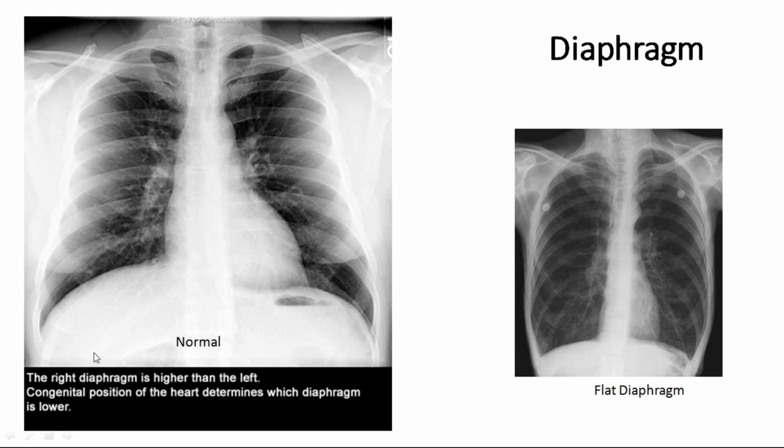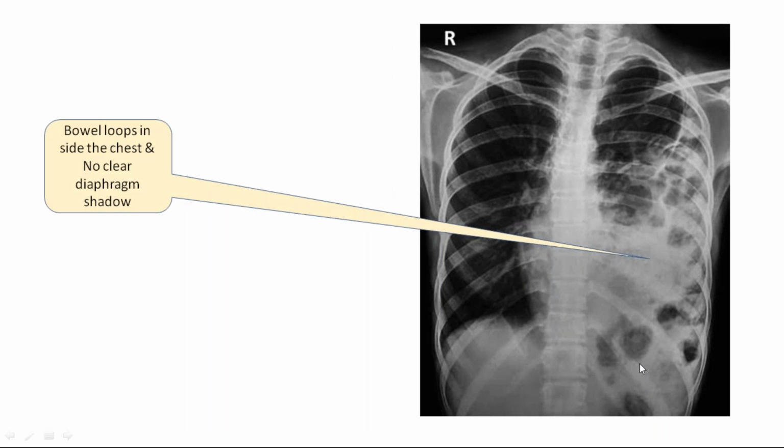So you see more vascular markings centrally and more in the lower parts. The right diaphragm is higher than the left diaphragm because of the liver. The position of the heart determines which diaphragm is lower. Here the diaphragm is flat. It's not higher, almost the same level. So something is pulling or something is pushing from there. The flat diaphragm is an abnormal thing.